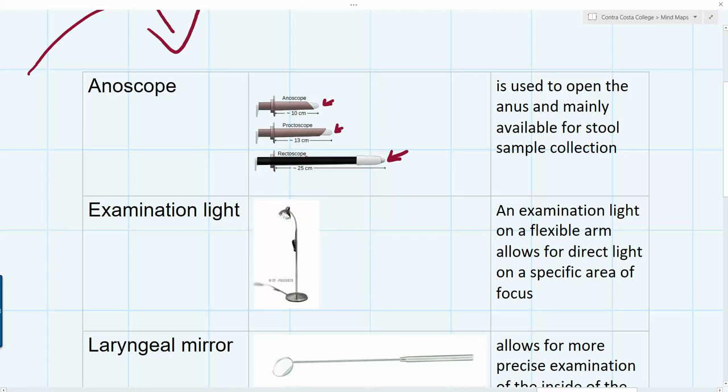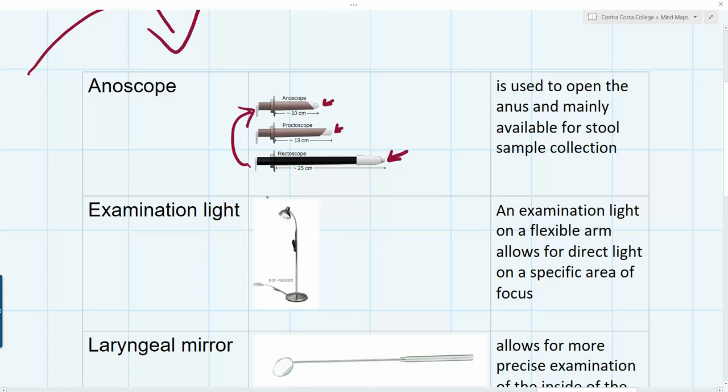And here you have the rectoscope, which goes up even further, closer up to the bottom of the sigmoid colon. So this one goes in a bit further to explore, and this one is basically just to open up the external opening of the anus and collect whatever they need to collect and then get out of there. So there are different sizes. You do not want to hand a doctor a rectoscope for the job that an anoscope is going to do, for obvious reasons. That's not the same thing.